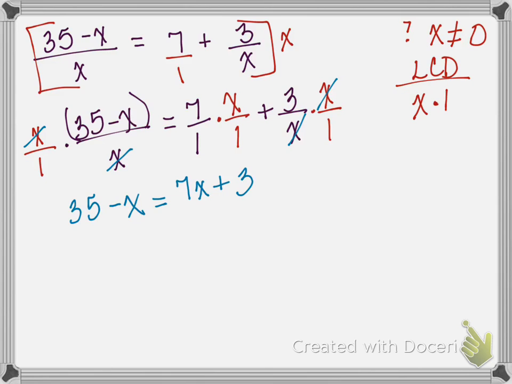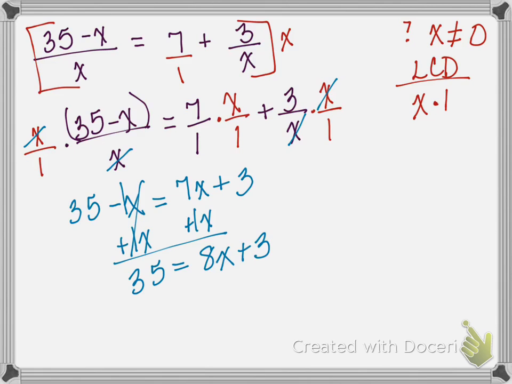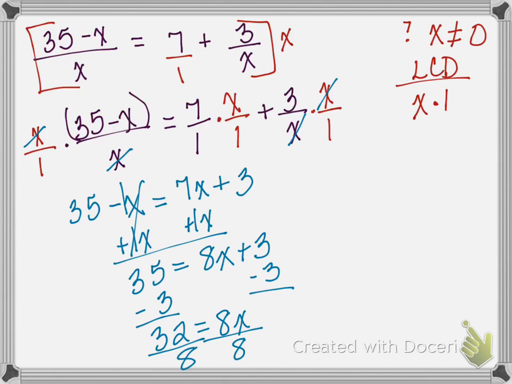Do I know how to solve this problem? Yes. First thing I'm going to do is add 1x to both sides. I'm left with 35 equals 8x plus 3. Okay, I'm going to subtract 3 from both sides. I'm left with 32 equals 8x. I divide both sides by 8. What is my x value? 4. Is that okay to have x equals 4? Is it okay? It is.